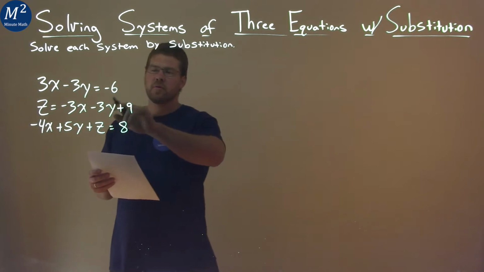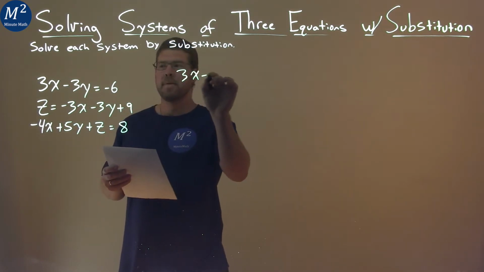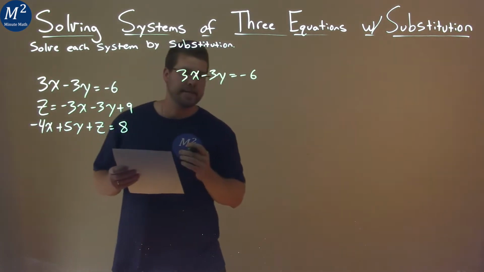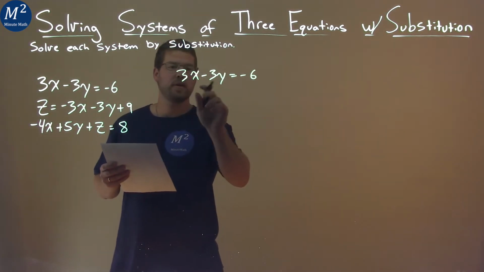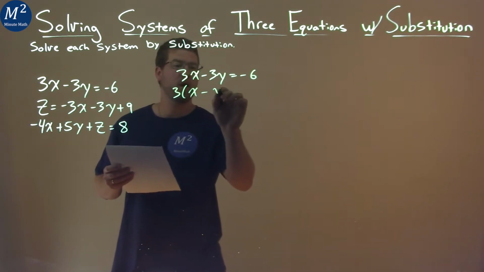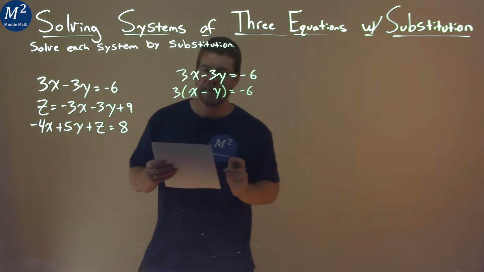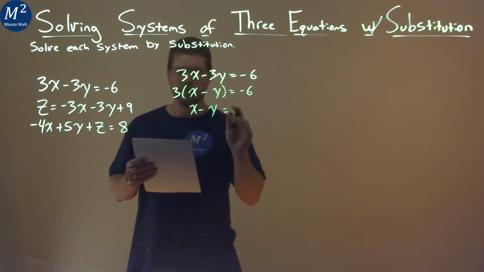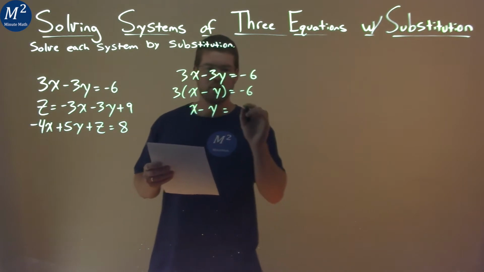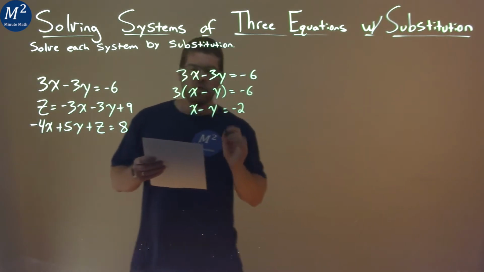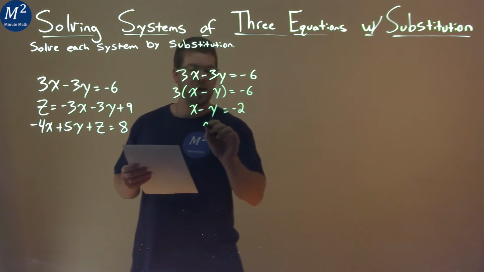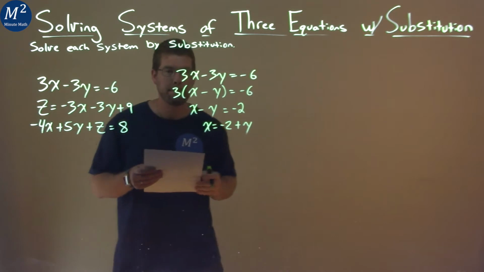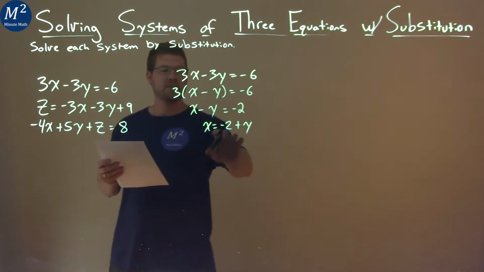First thing is, I'm going to look at this first equation here, 3x minus 3y equals negative 6. I'm going to try to get x by itself. So I can pull out a 3 from both parts here, and I'm left with x minus y equals negative 6 divided by 3, which is negative 2. From there, I added y to both sides, and x is now by itself, and it's equal to negative 2 plus y. Okay, so we have x in terms of y.